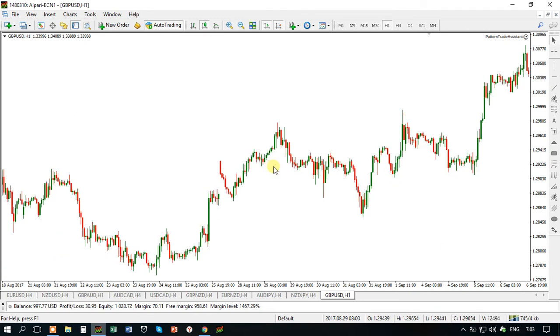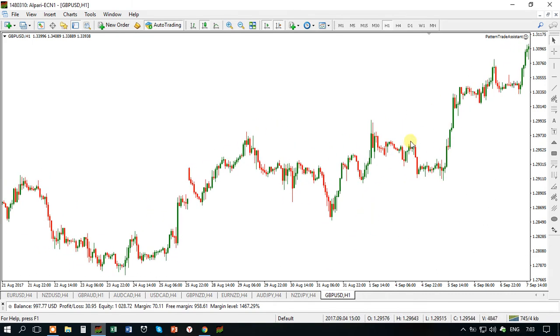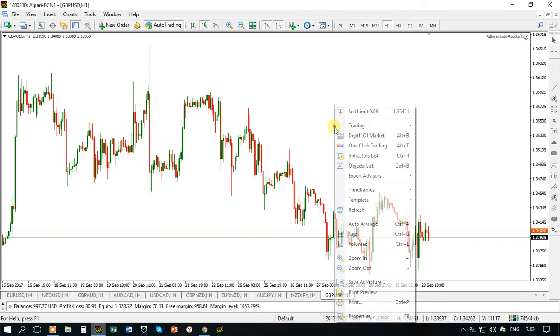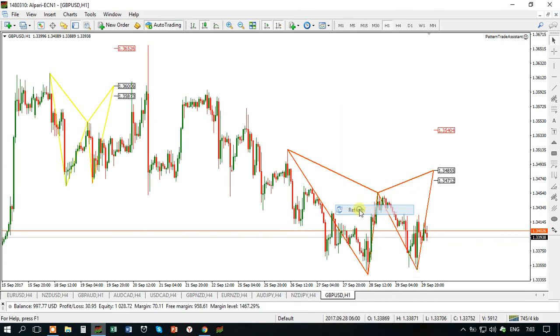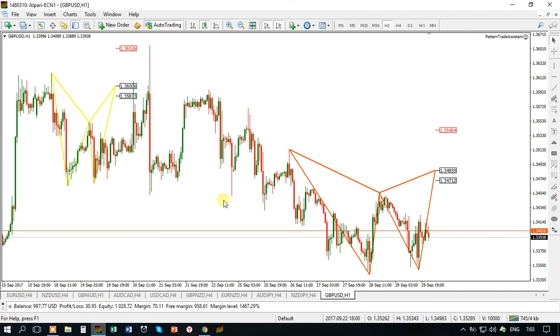Maybe on history, like this. Butterfly, maybe nothing. Cipher pattern, maybe from here to here to here and back, nothing. Then maybe this butterfly or Gartley, nothing. Maybe this bat pattern, like this, a bat pattern like this. Because this swing identification algorithm is truly customizable, absolutely custom, you can draw it. What's next?